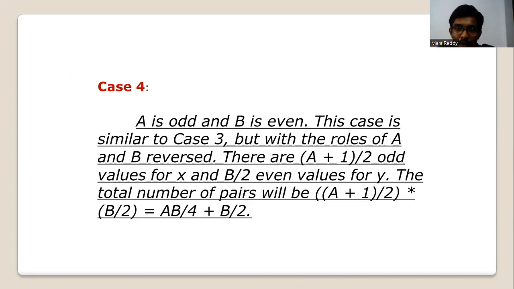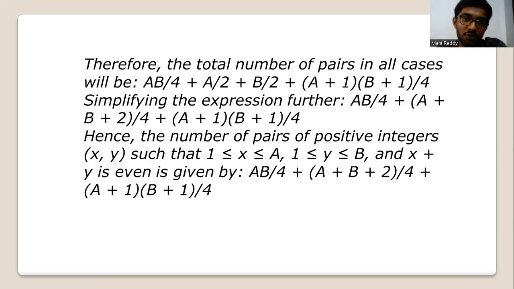I will read this case so that you understand that a is odd and b is even. This case is similar to case 3, but the roles of a and b are reversed. There are a plus 1 by 2 odd values for x and b by 2 even values for y. The total number of pairs will be a plus 1 by 2 into b by 2, ab by 4 plus b by 2. This is case 4.